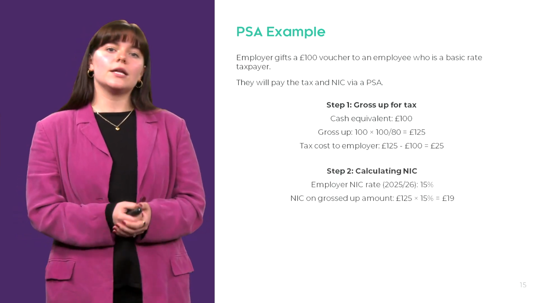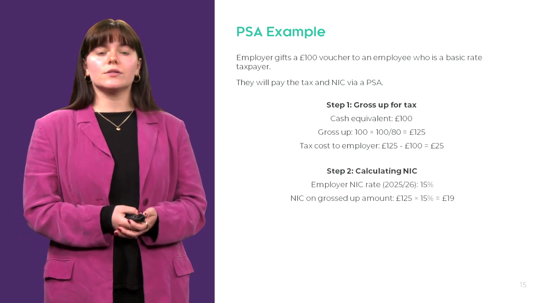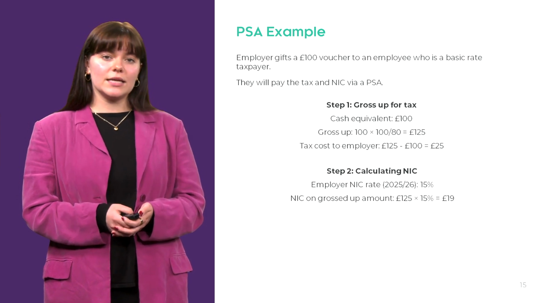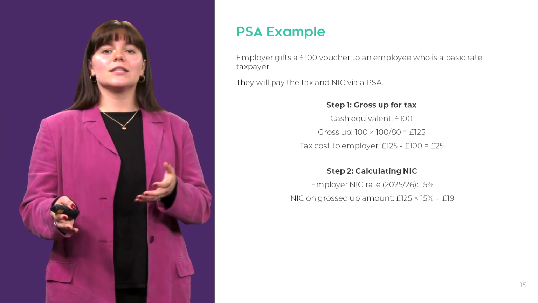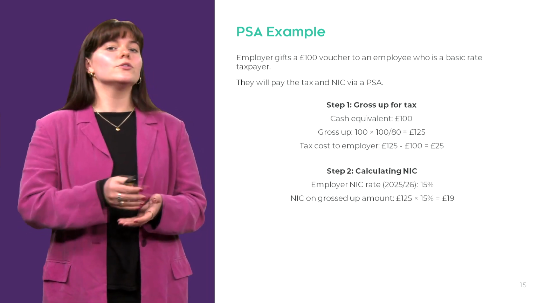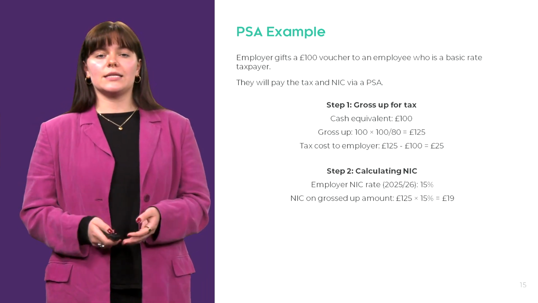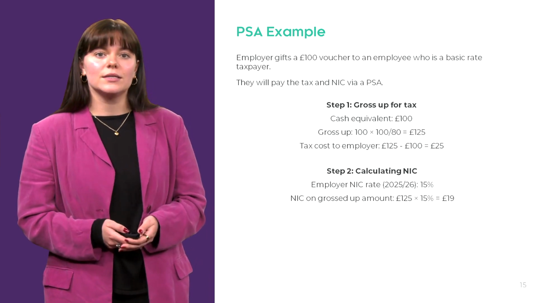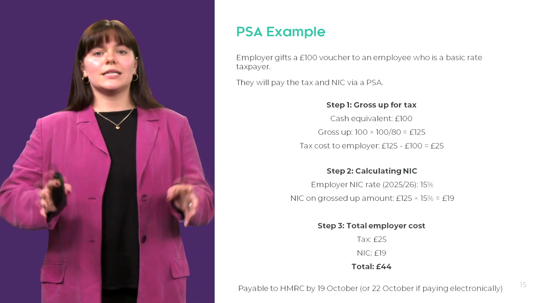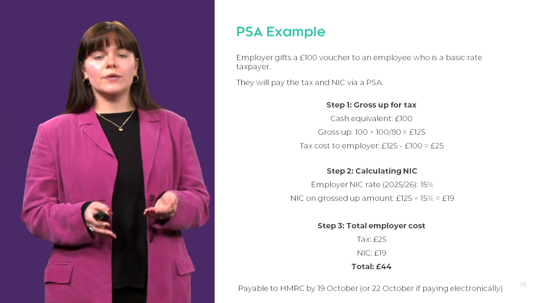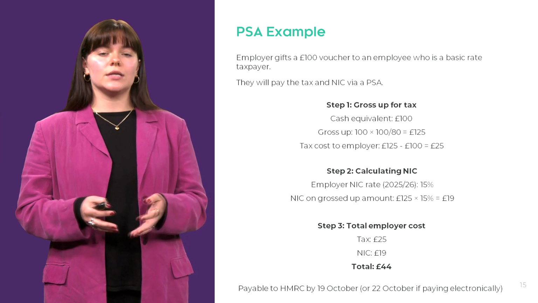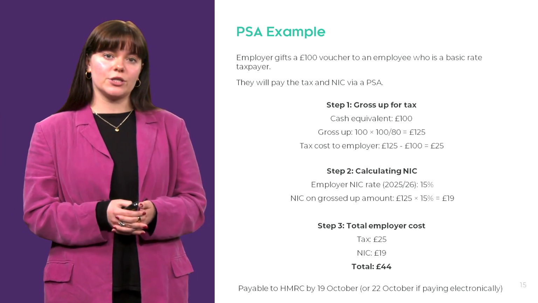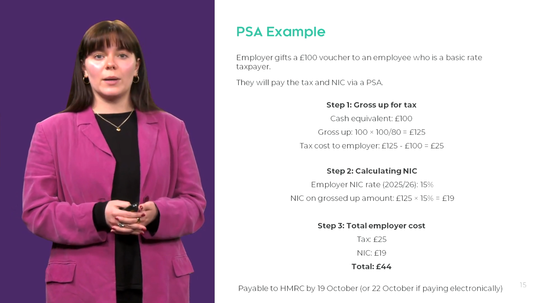Next, we calculate the Class 1B national insurance. For 2025-26, the employer's rate is 15%. We apply that to the grossed up amount, so 125 times 15% gives us £19. Now let's bring that all together. The tax is £25, the national insurance is £19, and so the total cost to the employer for giving a £100 voucher under a PSA is £44.